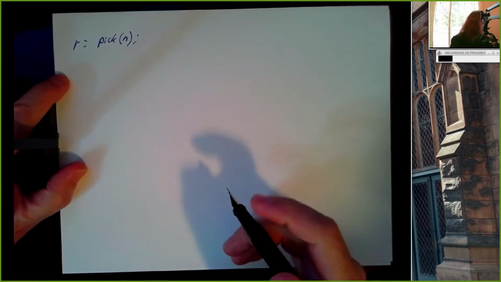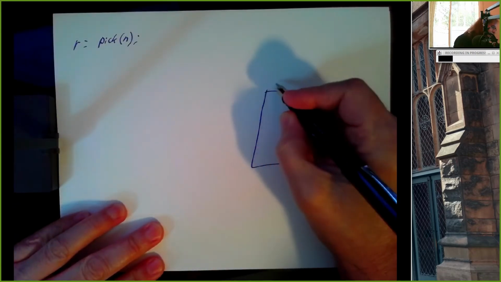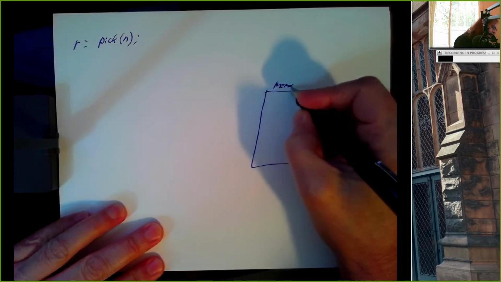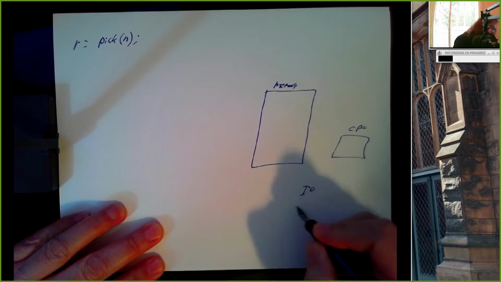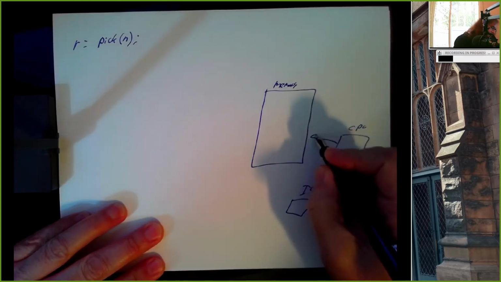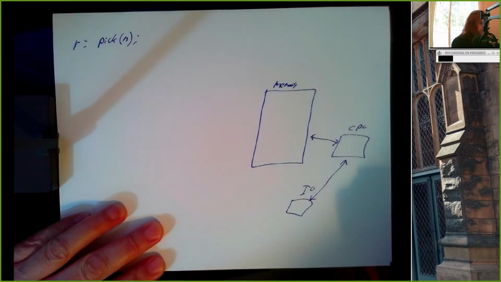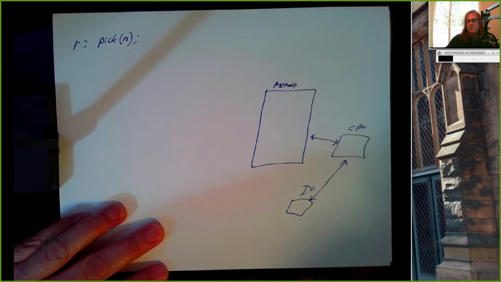All right, so I'm going to say pick n. So somewhere there's a memory, right? And there's a CPU, and there's an I/O subsystem, and these are connected to the CPU. And what is the memory? It's a bunch of storage locations. So think flip-flops from Engineering 250.